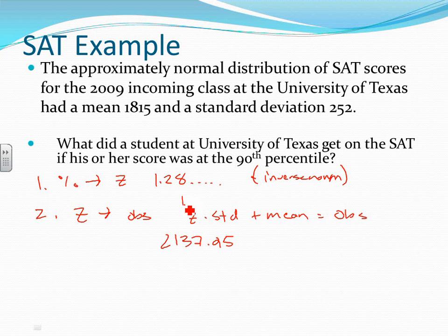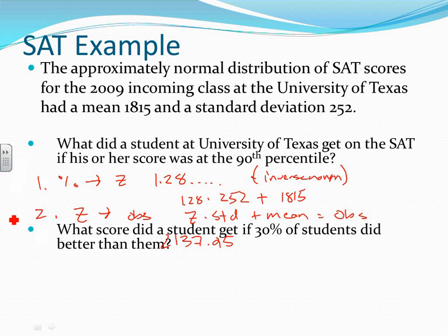Okay, this is 1.28 times 252 plus 1850. And we just did all the steps. We just answered this problem. We went from percent to z, then z to our observation.